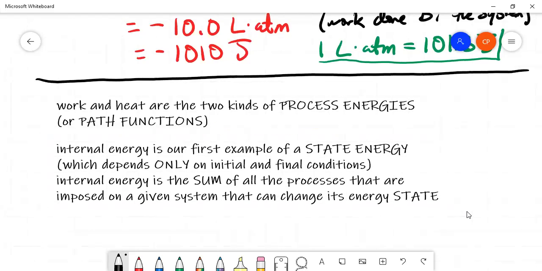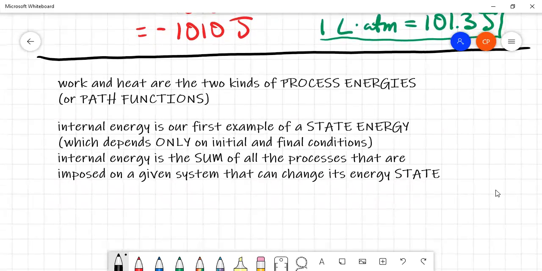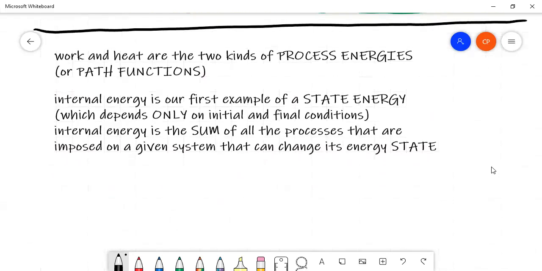Internal energy is the sum of all the processes that are imposed on a given system that can change its energy state. Very roughly, we can describe internal energy of a system as adding up all the kinetic energies that individual atoms and molecules inside that system have. In equation form, we're going to define the internal energy change for a system in a given set of processes, like so.